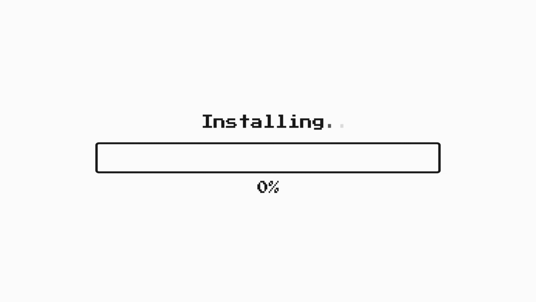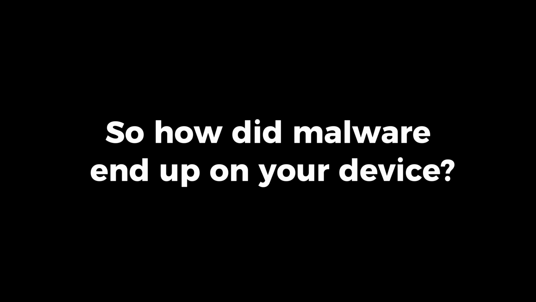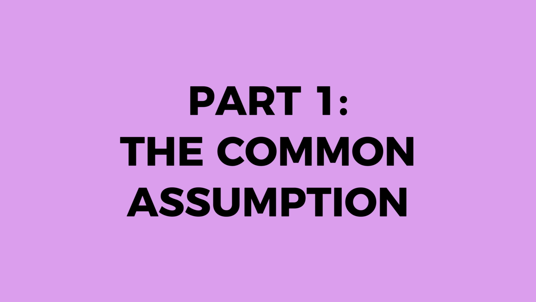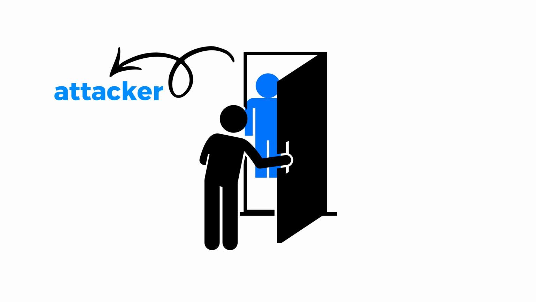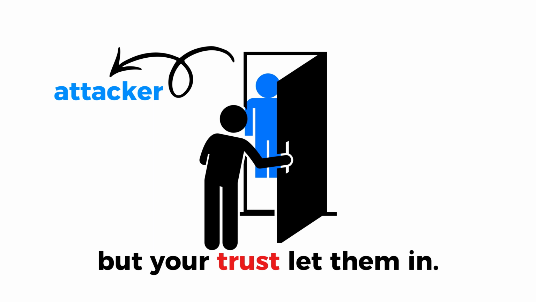You didn't click anything, didn't download anything, didn't install anything. So how did malware end up on your device? Most people think getting hacked starts with a mistake, a bad link, a shady download, something you did wrong. But that idea is outdated, because sometimes just visiting a website is enough. It's like opening your front door because you ordered something and the attacker walks in with what you ordered. You didn't invite them in, but your trust let them in.